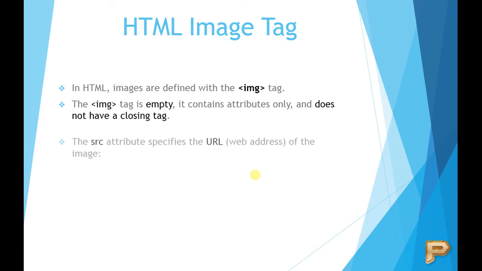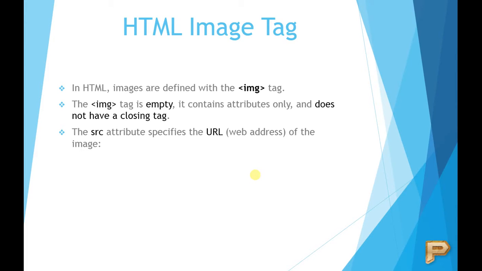It's an empty tag. The src attribute, meaning source, specifies the URL, the web address of the image. So src means source. We will provide the source of the image, and the source will contain the web address of that image. For example, in the syntax you can see img src URL and alt and some text. So we'll try to understand this syntax in Notepad++.